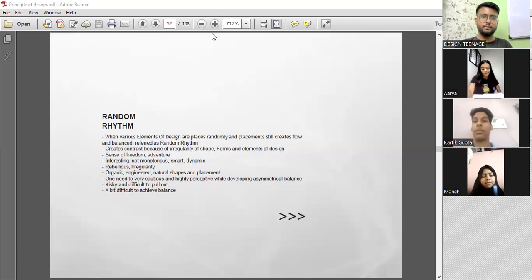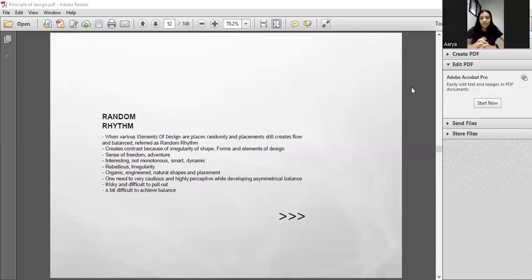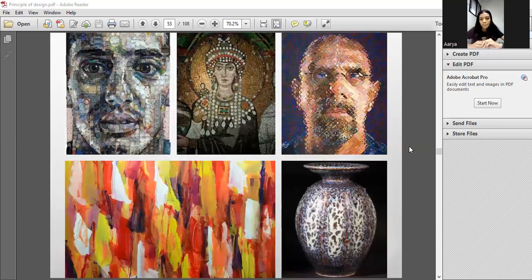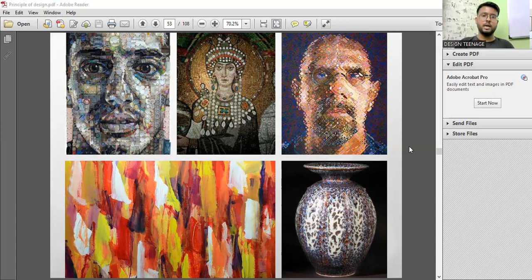What do you mean by random rhythm? Just give a quick explanation. You can proceed. Okay. So random rhythm is basically everything messed up, but they still create the rhythm and give the sense of rhythm. Okay. Go in a brief explanation so that others can understand, in terms of these examples, how they give you an idea about random rhythm. What do they explain to you?